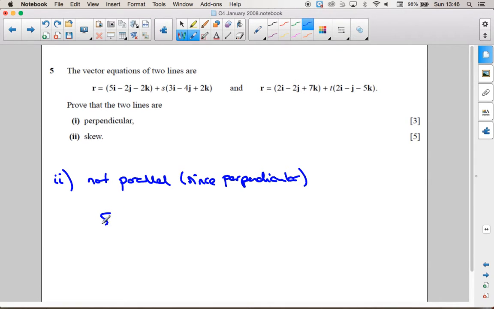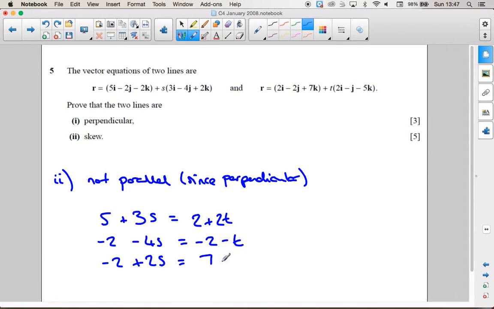And in order to show that they don't intersect, what we do is we say that if they were to intersect, the x components or the i components on the first equation will need to equal the i components on the second equation. The j components will need to equal the j components on the second equation. And the z components or the k components will need to equal as well.